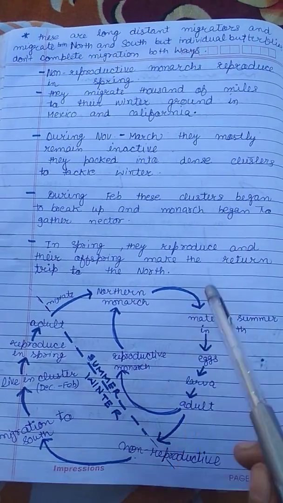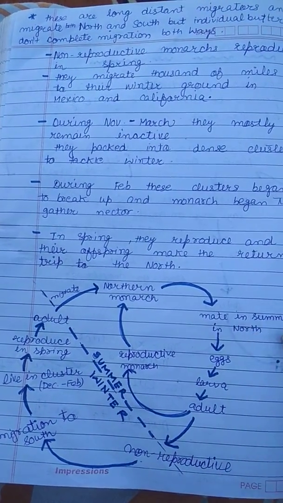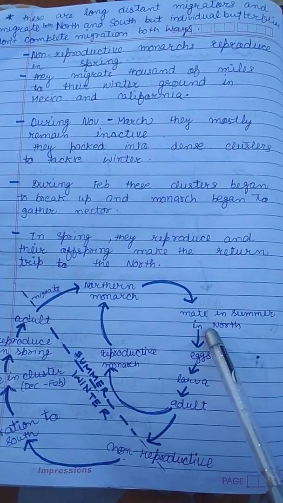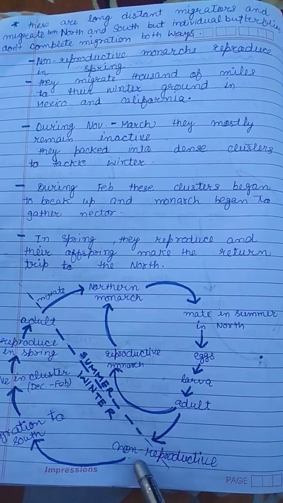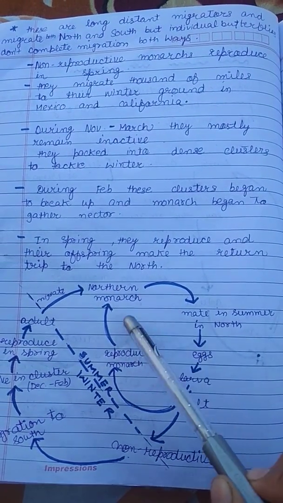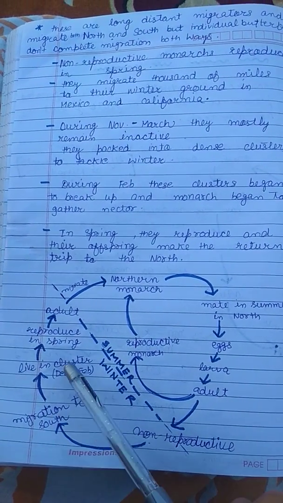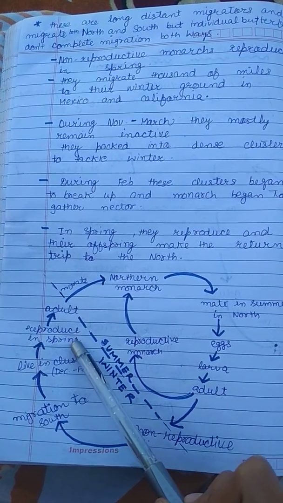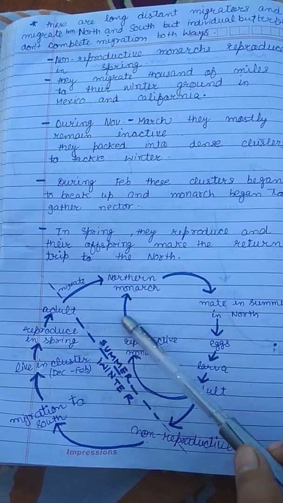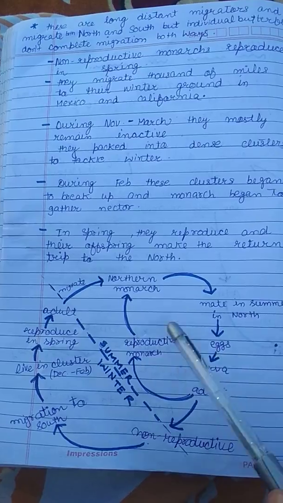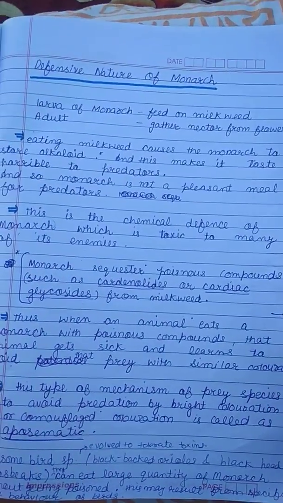This is the flow life cycle chart of the monarch butterfly. Northern monarch meets summer in north: eggs, larva, adult, two types, reproductive and non-reproductive. Reproductive in summer follow this cycle, and the non-reproductive migrates to the south, lives there in the cluster to tackle the winter, and then the following spring they reproduce and the adults go back to the northern monarch, and the cycle repeats again and again. This is the summer part and this is the winter part. Now the defensive nature of the monarch.